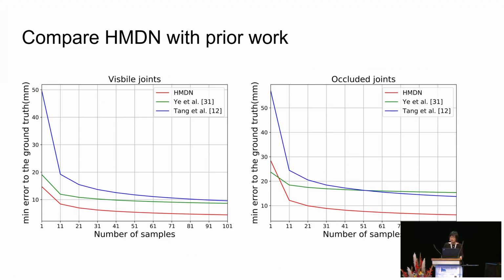Also, we further compare the samples drawn from these methods. The green and the blue methods are able to produce multiple samples, and we compare these samples across the 3 methods. Compared to these 2, HMDN has low variance. As the number of samples increases from 1 to 100, the drop in error is very small for our method, and we achieve a lower mean error at the end.